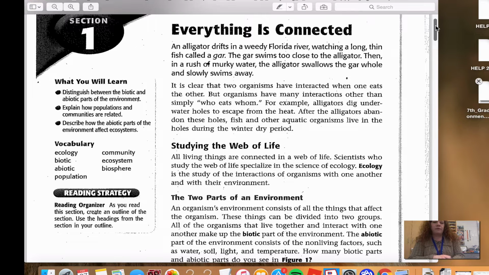Studying the web of life. All living things are connected in a web of life. Scientists who study the web of life specialize in the science of ecology. Ecology is the study of interactions of organisms with one another and their environment.